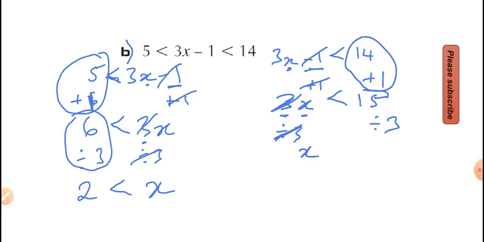And here on the right hand side, 15 divided by 3 is just 5. And then just copy the sign down. So x has to be less than 5.